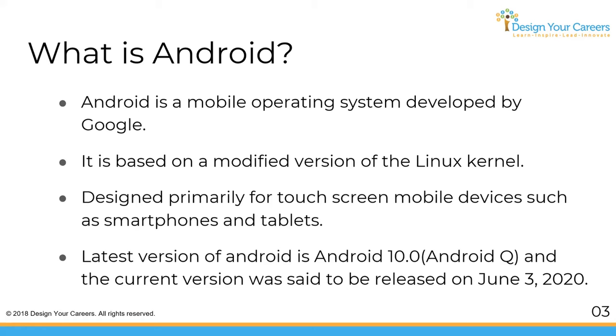So first, what is Android? It's a very common word. Android is a mobile operating system which was developed by Google. It was basically a modified version of the Linux kernel. It was primarily designed for touchscreen mobile devices such as tablets, smartphones, etc. Now the latest version of Android is 10.0, which is also called Android Q, and the current version is set to release on June 3rd, 2020.